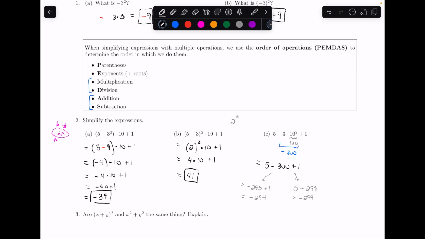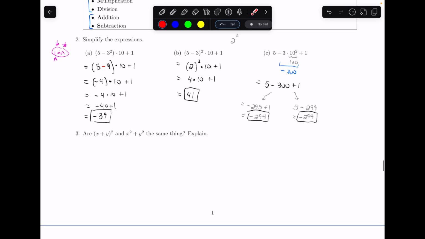Okay, so same thing either way. I had some flexibility there: do the subtraction first or the addition. But if I did the addition first, keep in mind that the minus is part of this 300. All right, so let's do another example.